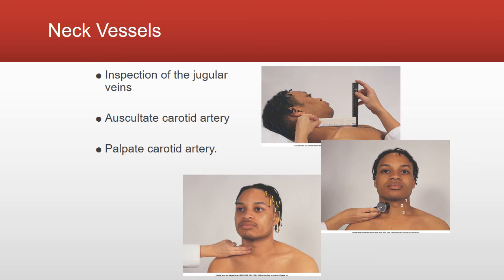When you're assessing the carotid arteries, you want to first listen to the carotid arteries by auscultating with your stethoscope, and you can auscultate with the bell of the stethoscope. You are listening for bruits or any extra sounds, and then, after you auscultate, you want to palpate the carotid arteries. You only palpate one side at a time, and you palpate just lateral to the larynx.